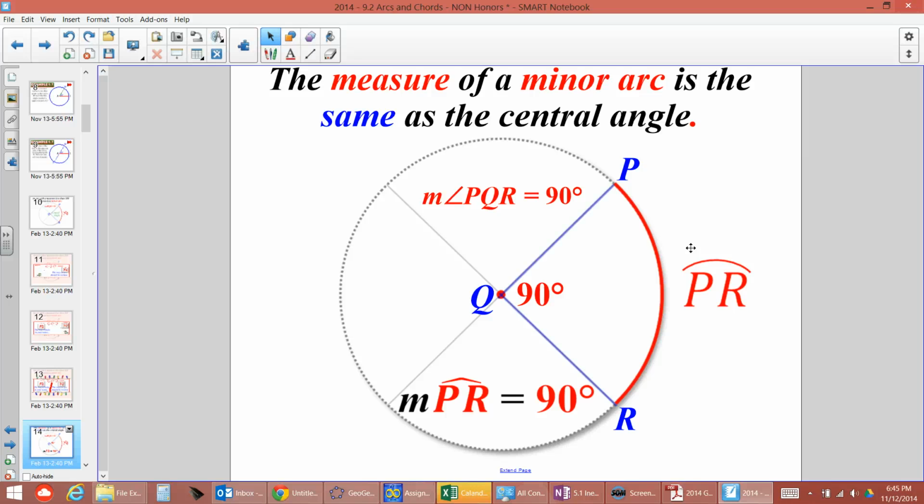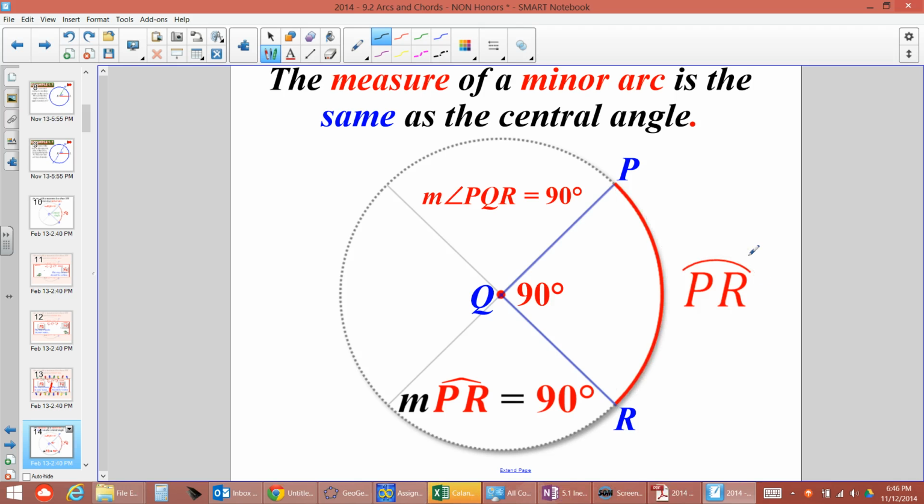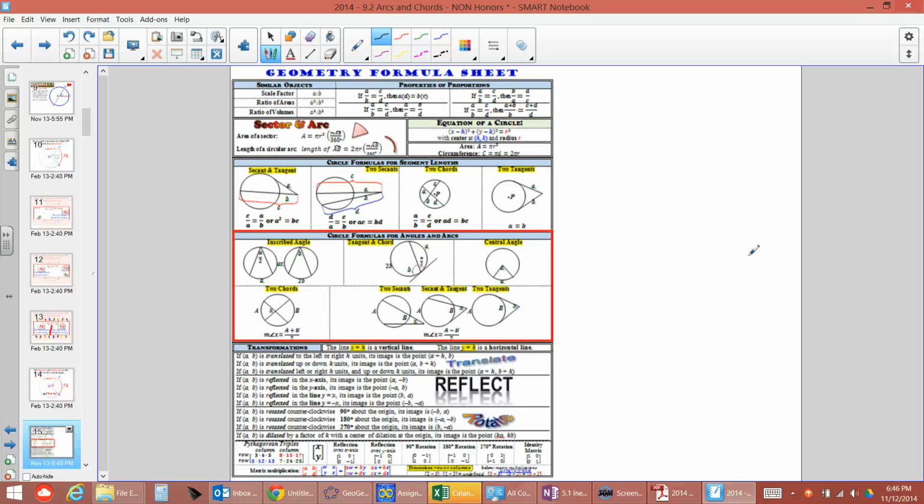So now, new symbol, because there's a big difference. Let me get my marker. If I write PR with a segment above it, that means I'm connecting P and R with a straight line. But now we have something new. If I connect P and R with a curved line, then I have to have a curved symbol telling me I'm talking about the arc PR and not the segment PR. This information is found on your cheat sheet.